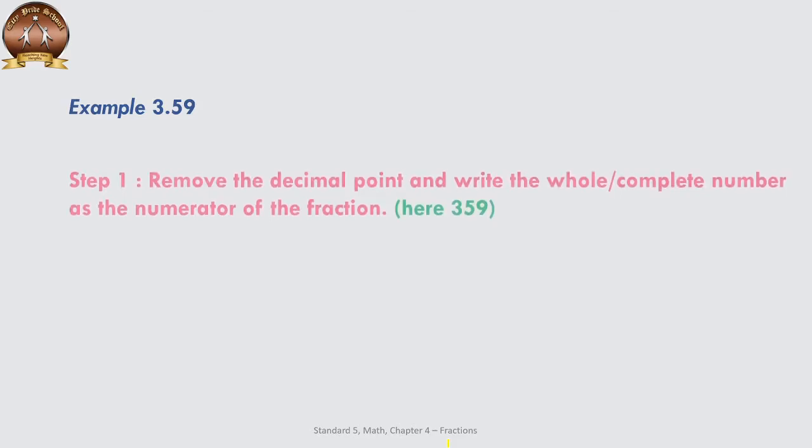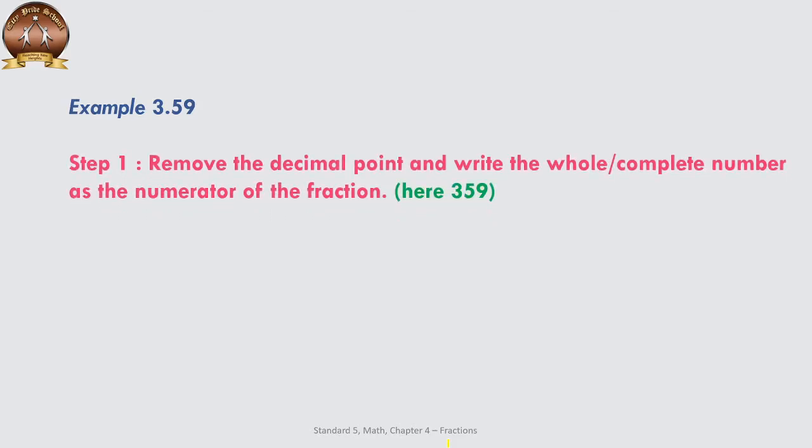Now we will learn the conversion of decimals to fractions. The example taken here is 3.59. The steps that we are going to follow are: remove the decimal point and write the whole or the complete number as the numerator of the fraction. What does the complete number become here? 359 if we remove the decimal point.